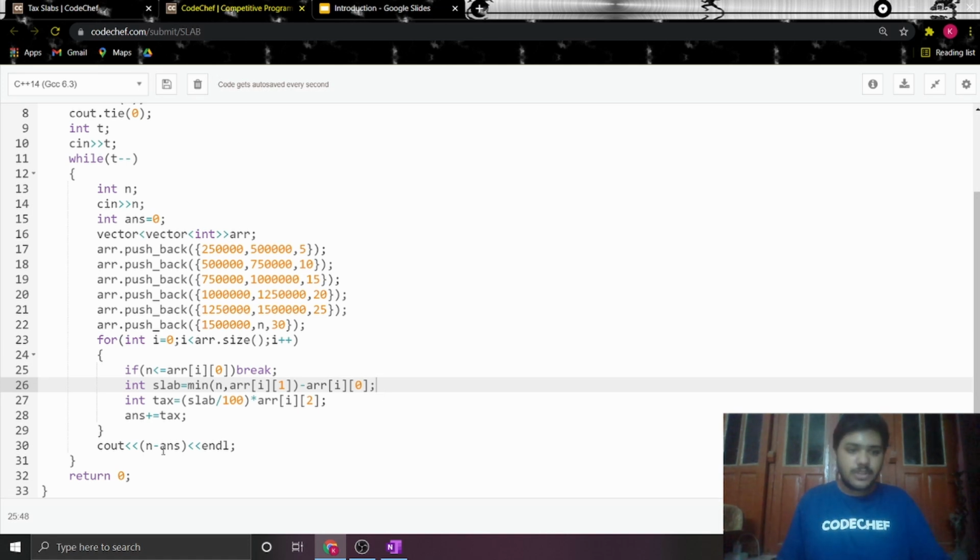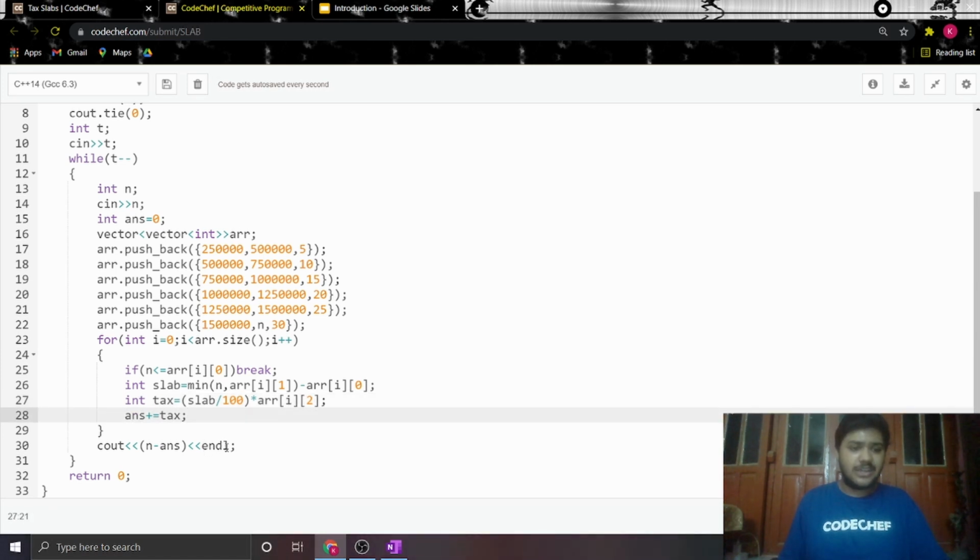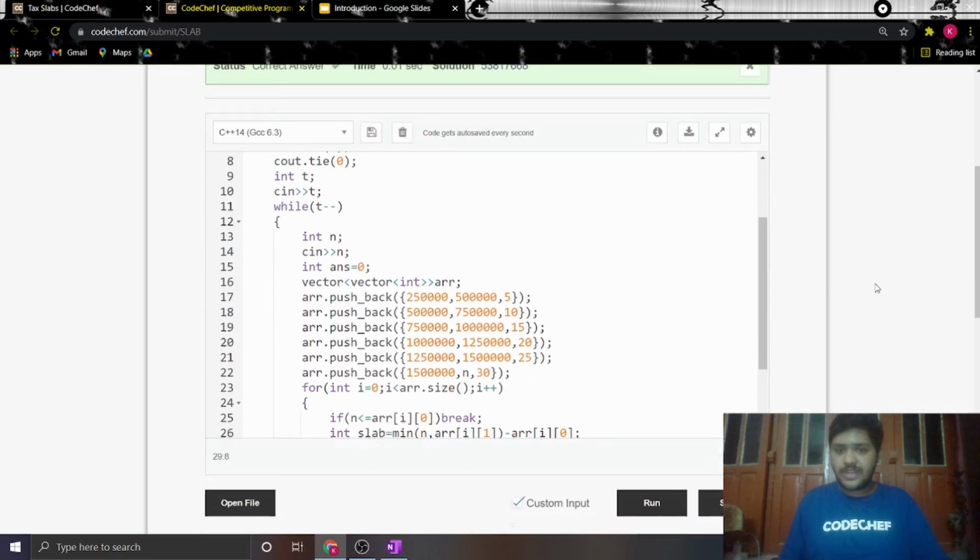Okay, so basically we just calculate the slab on which we have to charge the tax rate, and the tax rate is array of I2. I just divide the slab by 100 and multiply it by the tax rate. This would be the tax because of this slab. I add this tax in the answer, and after that I print n minus answer, which is the net income for every test case. Let's try submitting the solution.